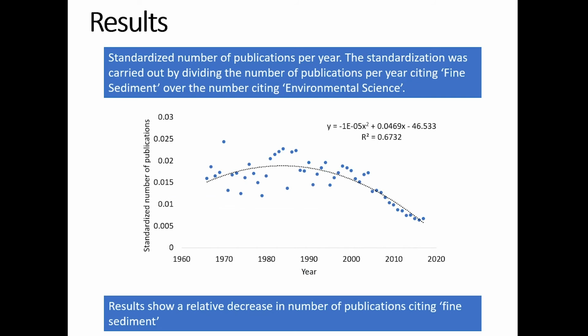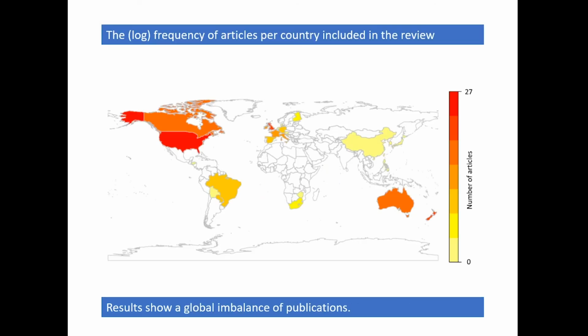So to summarise some of my results, firstly, some of my systematic mapping analysis. I counted the number of publications which cite fine sediment per year, and then I standardised this by the number of papers citing much more general, broader terms such as environmental science. And what I found was there was actually a relevant decline in papers researching fine sediment, probably since about the mid-80s. And considering that we know now that this is a significant cause of ecological decline, it's quite concerning that we're not really focusing on researching its effects more.